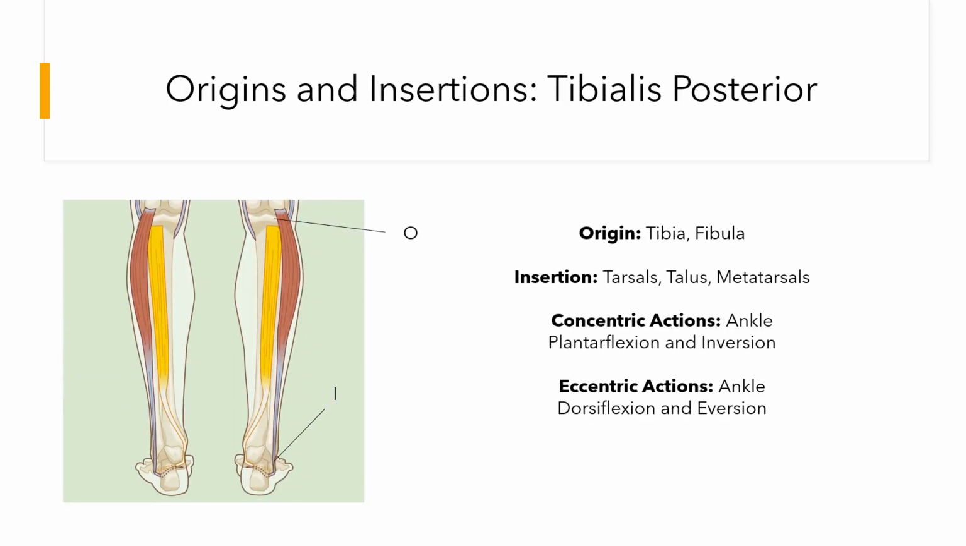Tibialis posterior originates in the tibia and the fibula. So this is one of your deeper calf muscles, opposite to tibialis anterior. The insertion is in the tarsals, the talus and the metatarsals in the foot. And its concentric actions are ankle plantar flexion and inversion. Its eccentric actions are ankle dorsiflexion and eversion. It does the opposite of the tibialis anterior.